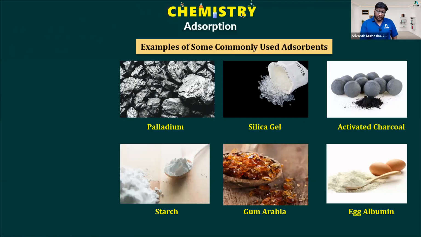Examples of some commonly used adsorbents, that means on whose surface adsorption is going to happen, are palladium, silica gel, activated charcoal, starch, gum arabic, egg albumin. So on all these surfaces, you can see the phenomenon of adsorption occurring.